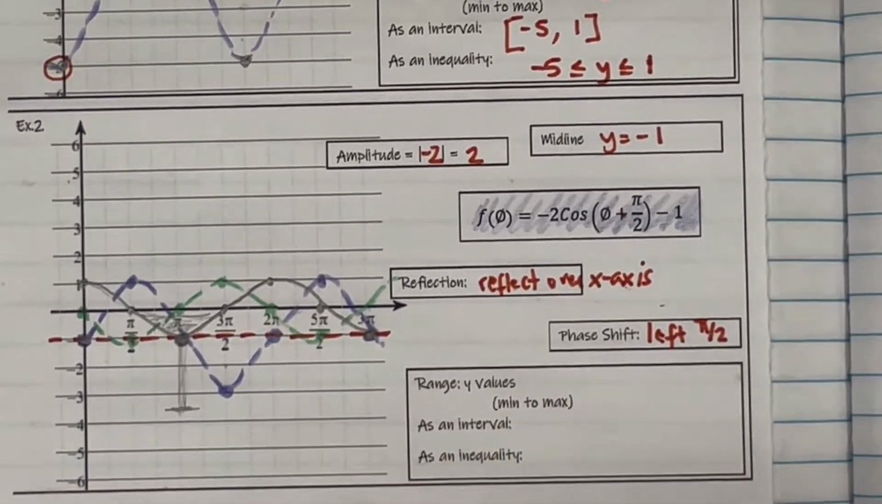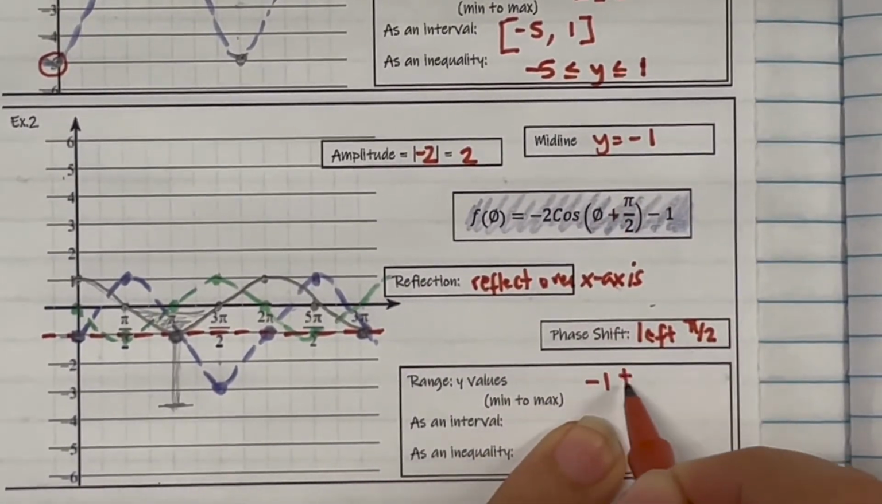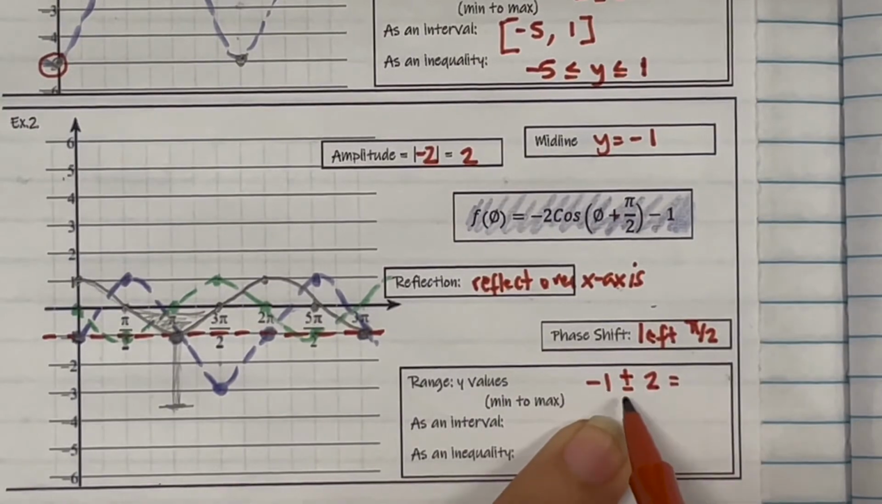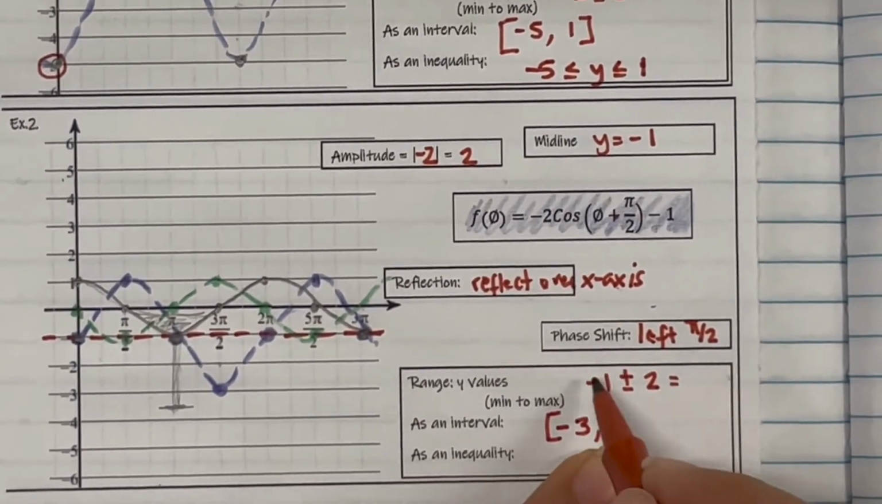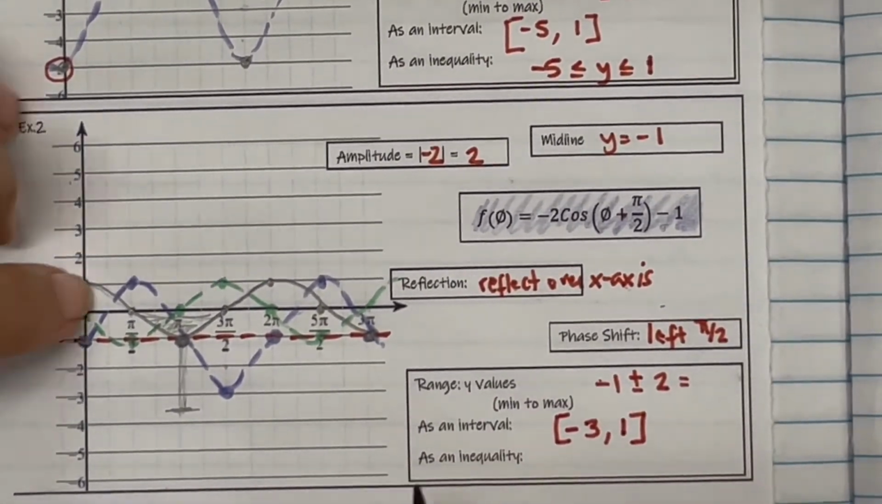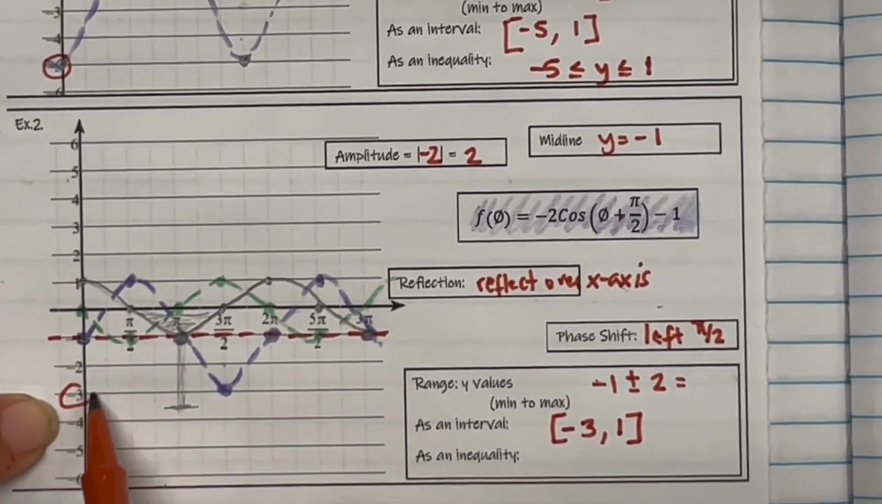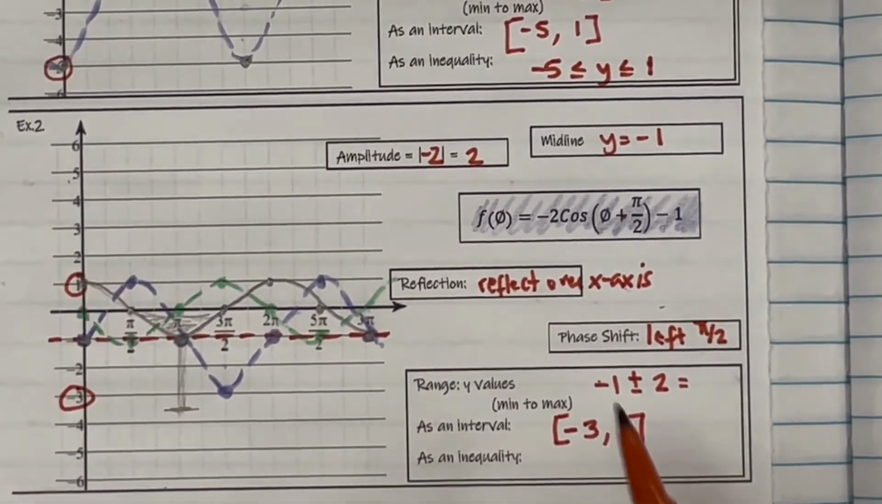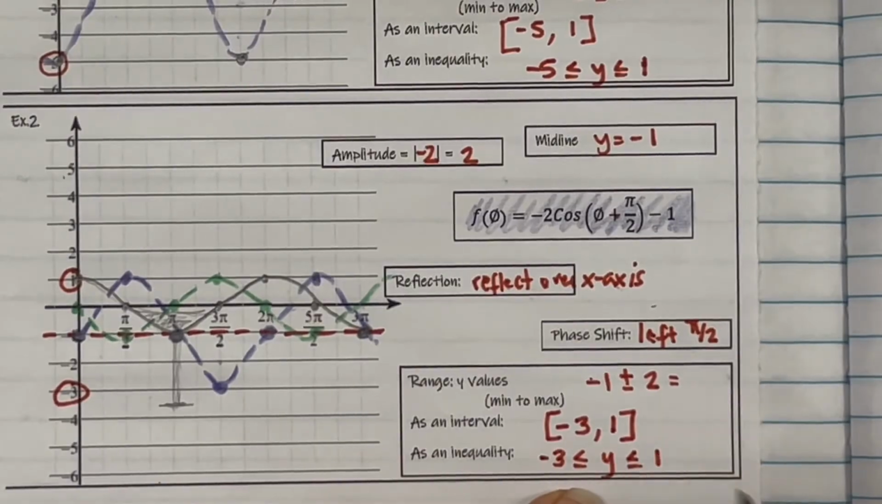All right, finally, let's talk about the range. Remember, the range is your midline plus or minus your amplitude. So -1 plus 2, -1 minus 2. And I can double check it on the graph. My minimum is -3, so that's right. My maximum is +1, according to the purple graph. And that's it. Let's practice.